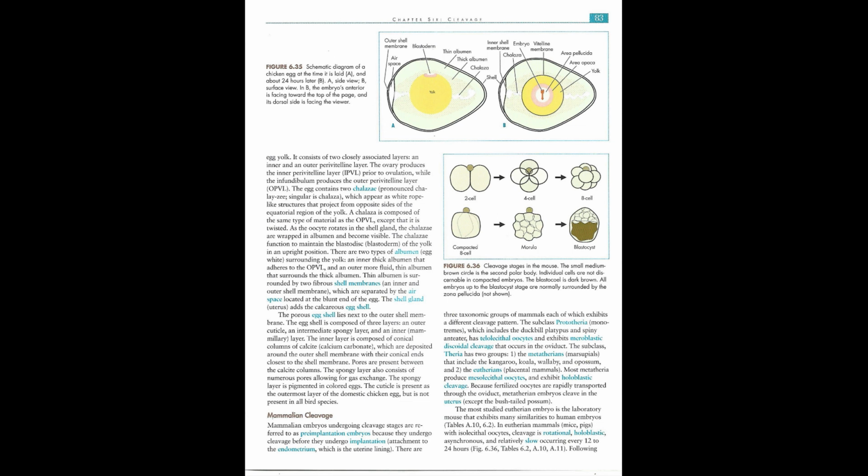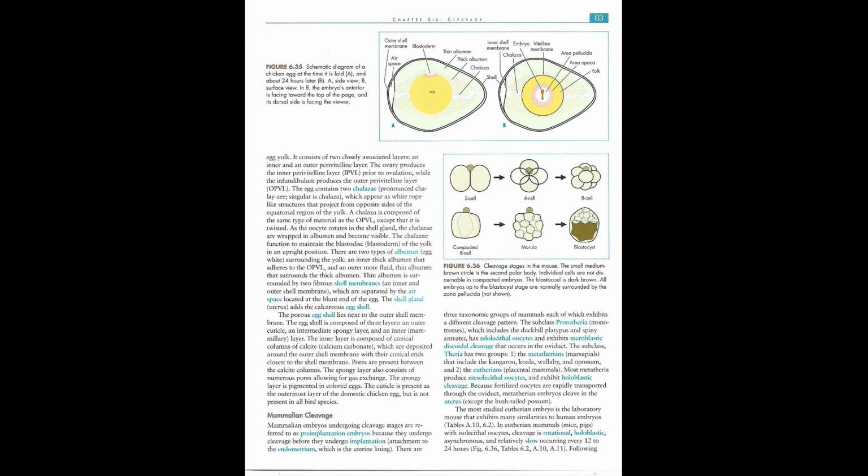The subclass Theria has two groups: one, the Metatherians, marsupials, that include the kangaroo, koala, wallaby, and opossum, and two, the Eutherians, placental mammals. Most Metatheria produce mesolecithal oocytes and exhibit holoblastic cleavage. Because fertilized oocytes are rapidly transported through the oviduct, Metatherian embryos cleave in the uterus, except the bush-tailed possum.